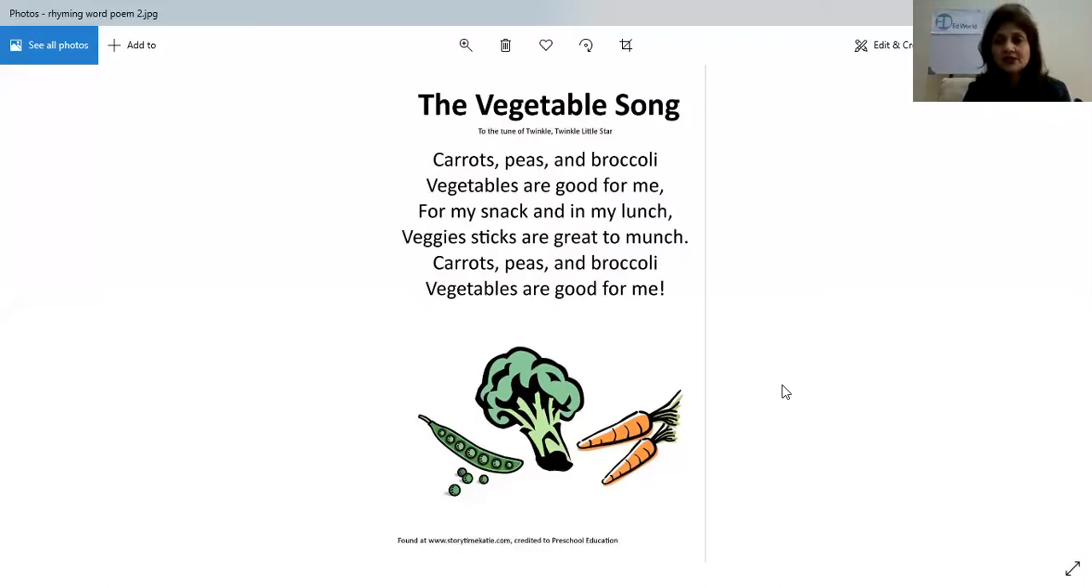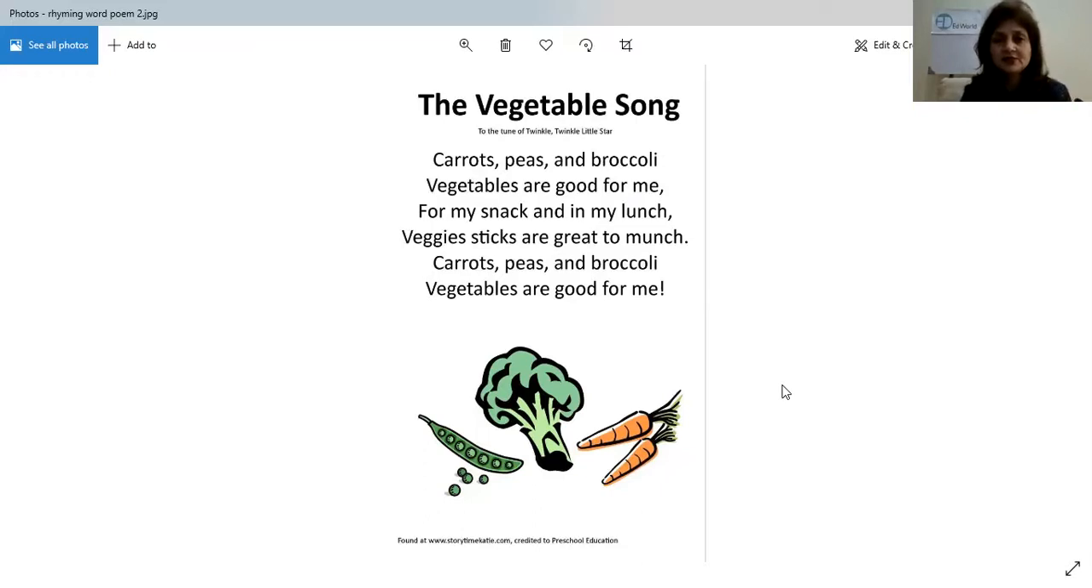Okay, come on. What is the rhyming word in the first sentence? Carrots, peas, and broccoli. Vegetables are good for me. Broccoli, me. Yes, broccoli rhymes with me. Correct. Now you can see they have the same sound, yet the pattern is not the same. Only the sound is the same. Let's move on. For my snack and in my lunch, veggie sticks are great to munch. Here it is very easy. Yes, correct. Lunch and munch. Wow. Their sound is the same and their pattern is also the same.